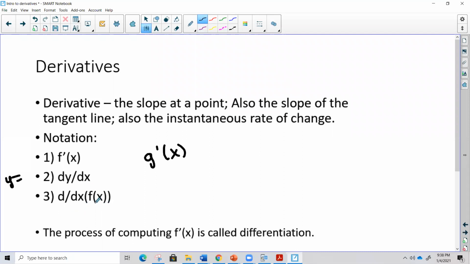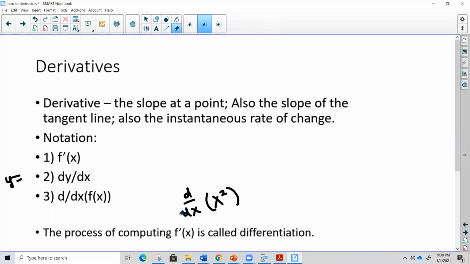The other one, which is the least common but does come up, is d dx of f of x. That means find the derivative of whatever the function is. They usually put the function there. So it'd be d dx, and then they would put x squared. That would mean find the derivative of x squared, or find the slope of x squared, a formula for the slope of x squared. And the process of finding f prime of x or dy dx, any of these, is called differentiation.